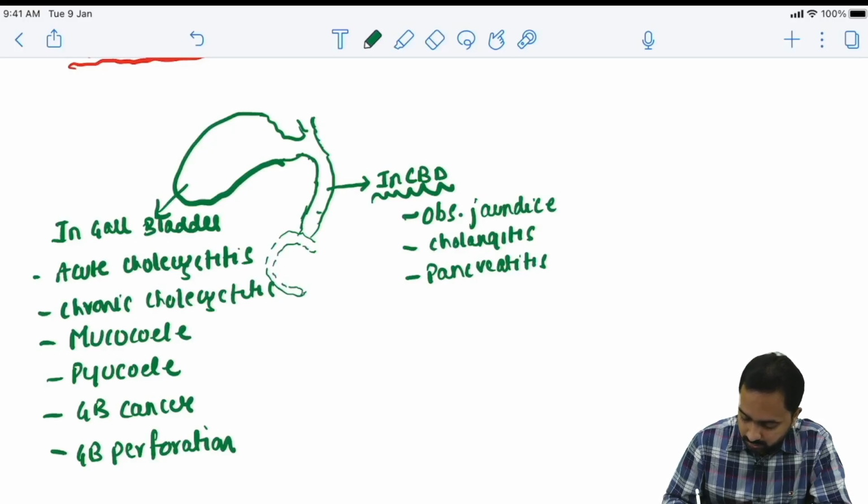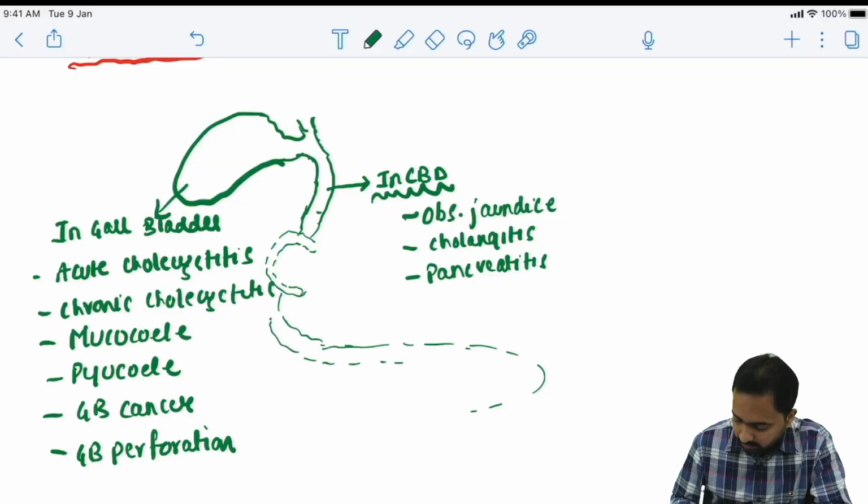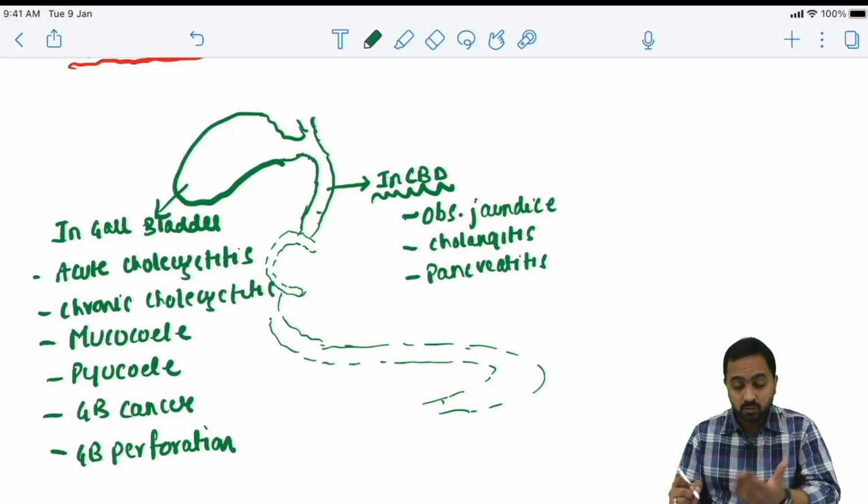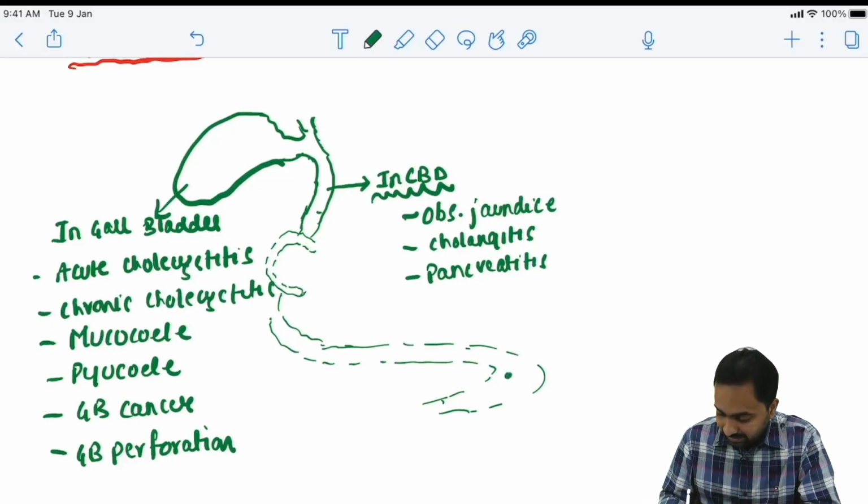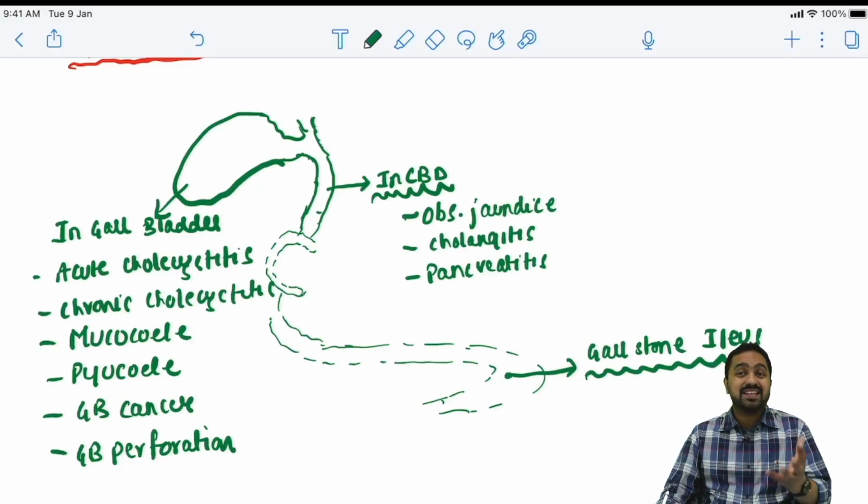Now, this is your duodenum and this is your intestine, right? So what if the gallbladder stone comes and gets impacted in the intestine? If it comes and gets impacted in the intestine, it can cause gallstone ileus.